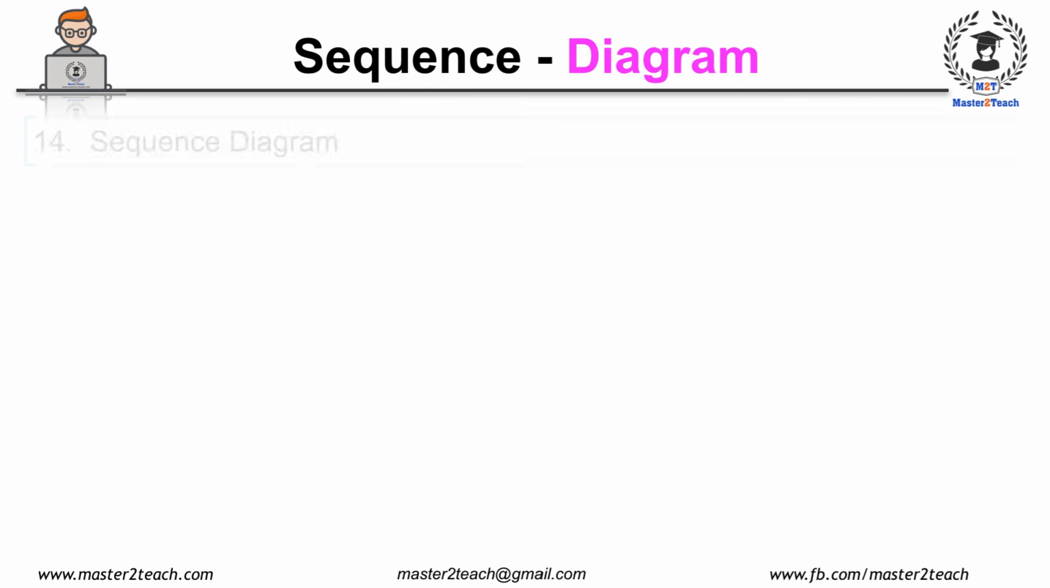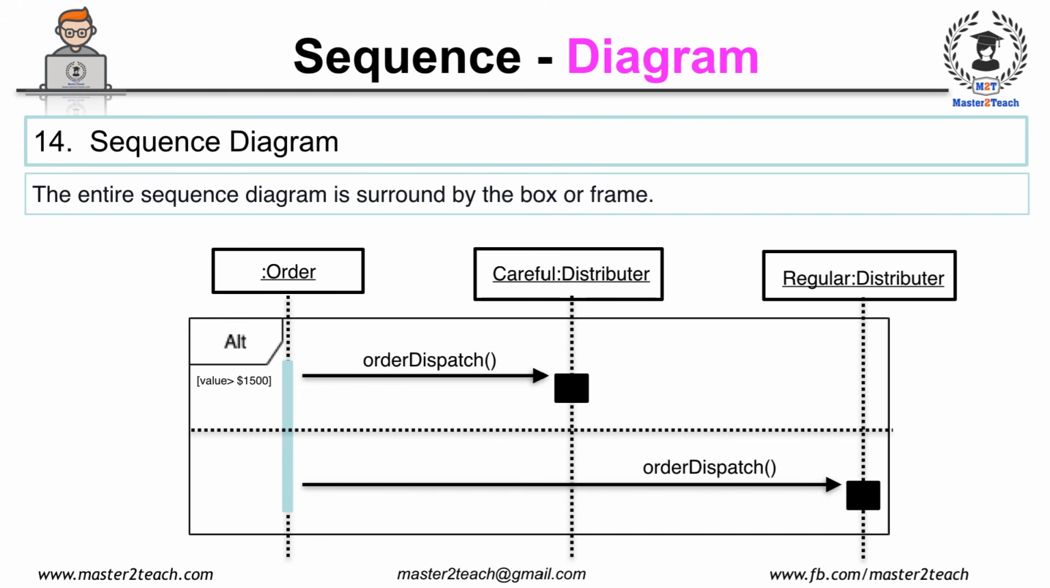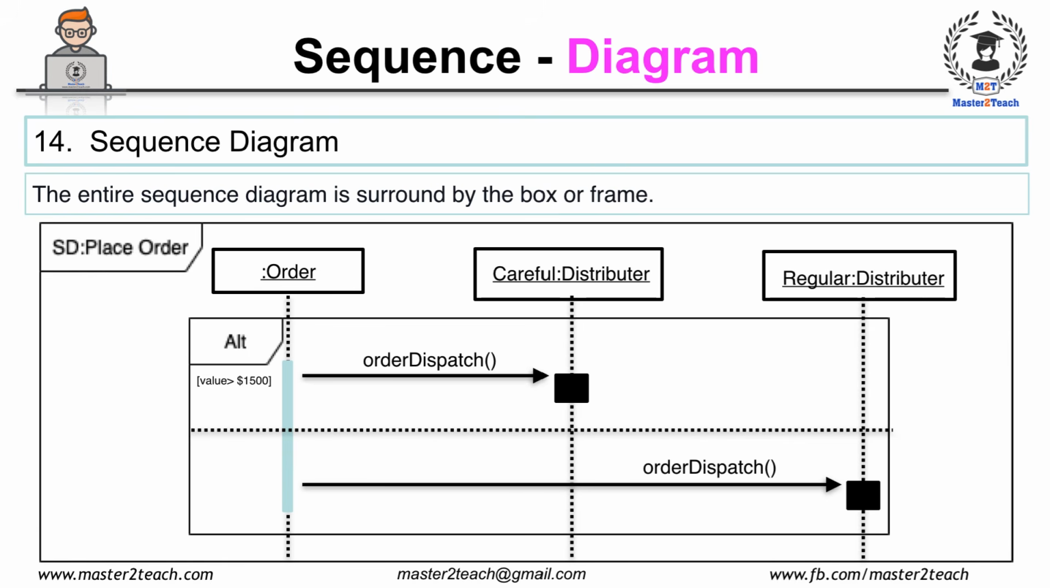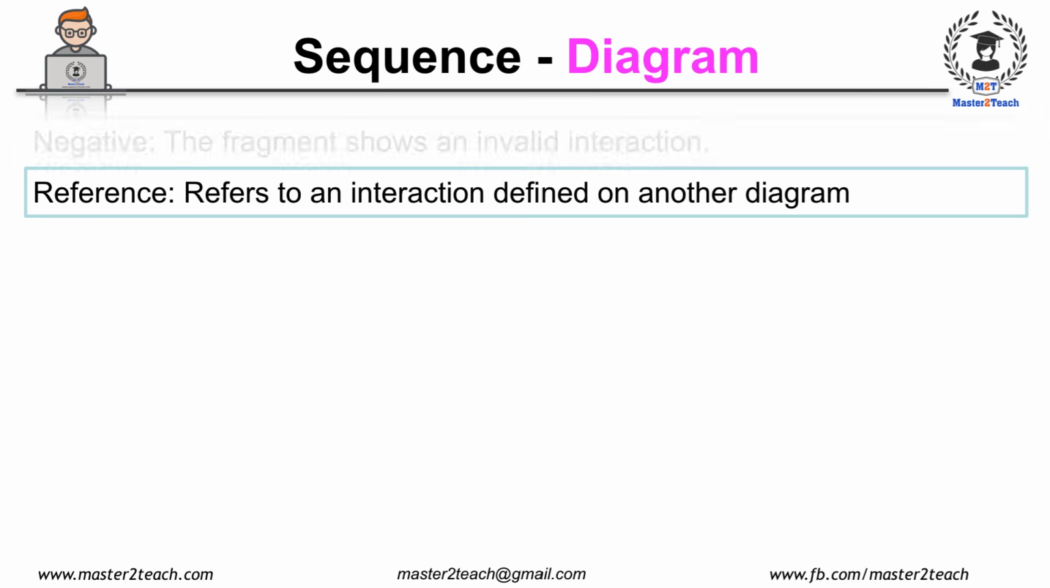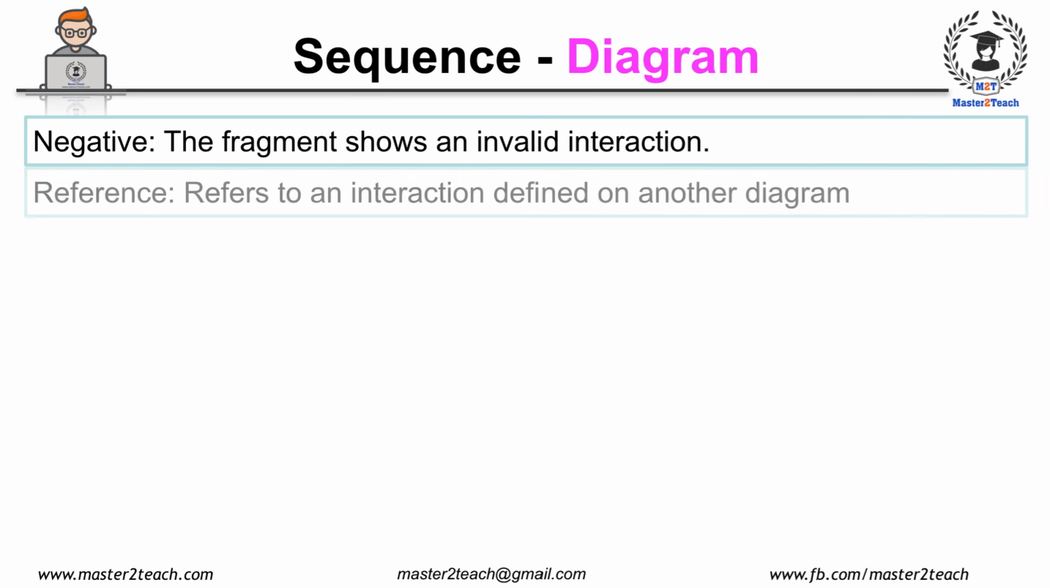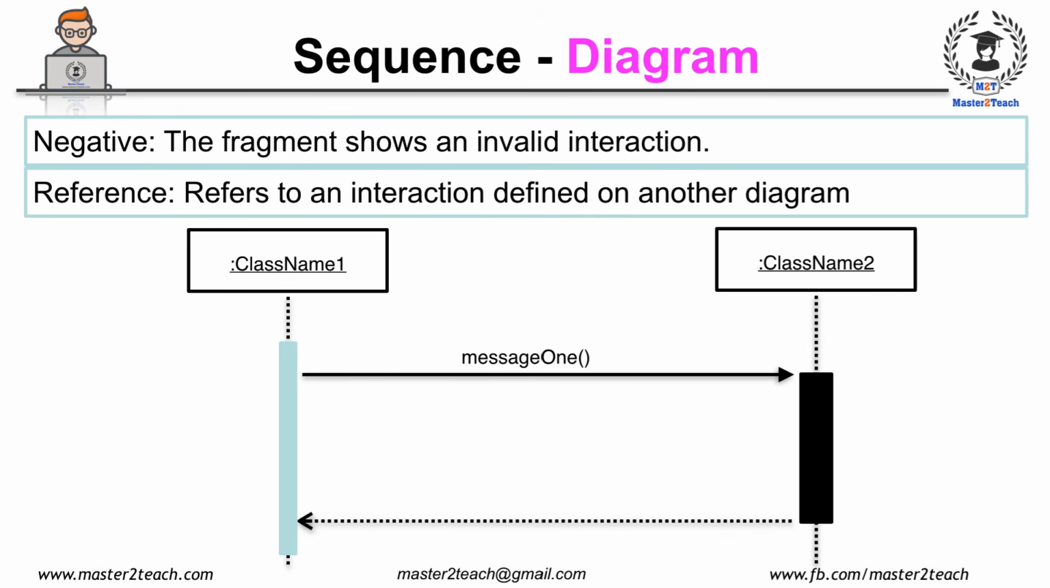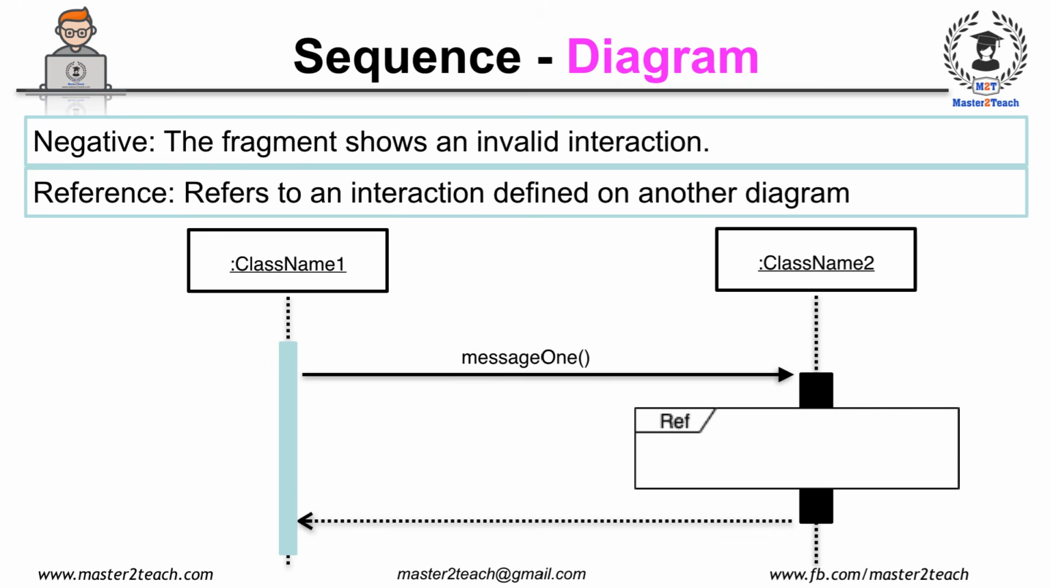Sequence diagram. The entire sequence diagram is surrounded by a box or frame, and inside the frame is a name label with the text SD: process name. Besides this, there are other notations, like negative. The fragment shows an invalid interaction. Another type is reference. Reference refers to an interaction defined on another diagram. The frame is drawn to cover the lifelines involved in the interaction. You can define parameters and a return value. So using all these elements, we can draw the sequence diagram.